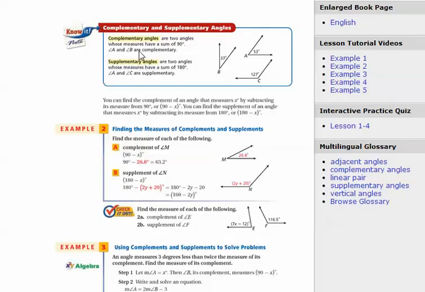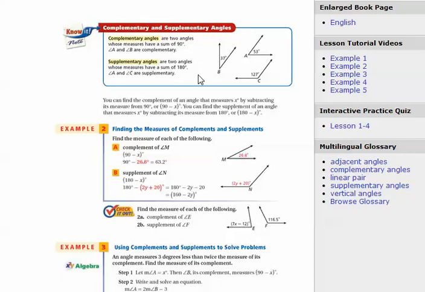Then we have what we call complementary angles and supplementary angles. With complementary angles, we're talking about two angles that when we add them together, we get 90 degrees. It has a sum of 90 degrees. Supplementary angles are two angles added together that equal 180. So complementary is 90, supplementary is 180.